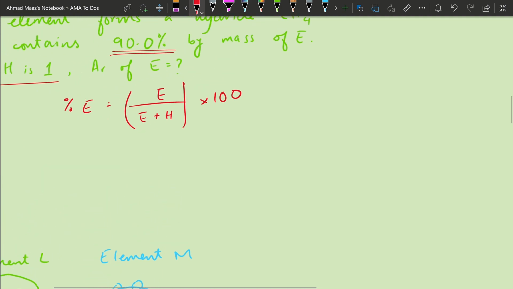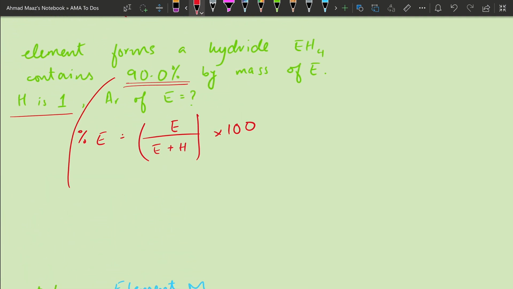Alright. It says that 90% is E. Percentage of the same formula. Percentage of E will be calculated by the mass of E upon the total mass times 100. So the percentage is already given. It is 90, and the AR of E is unknown, but we do know that AR of hydrogen is 1 and we have 4 hydrogen atoms. Alright, this times 100.